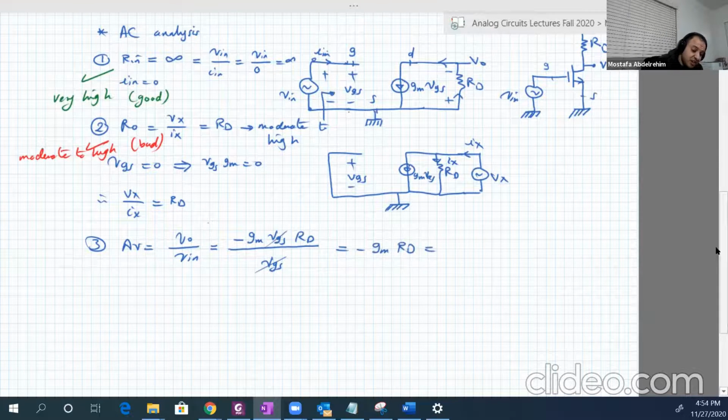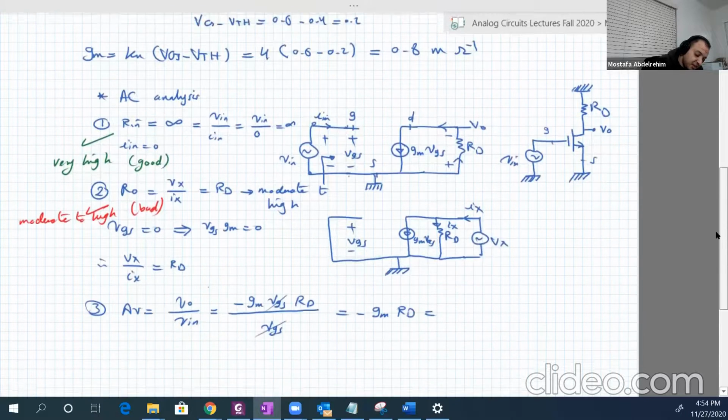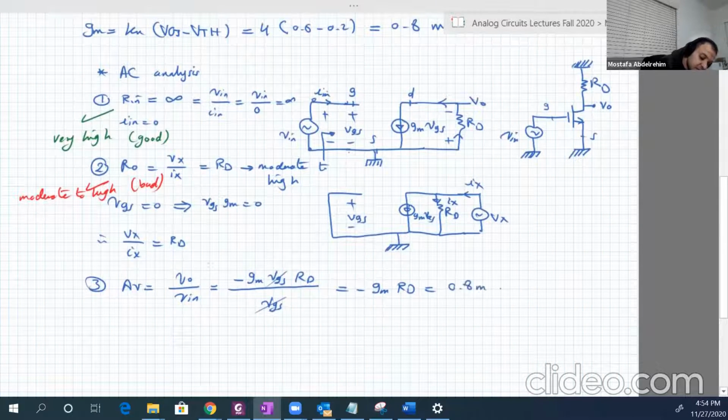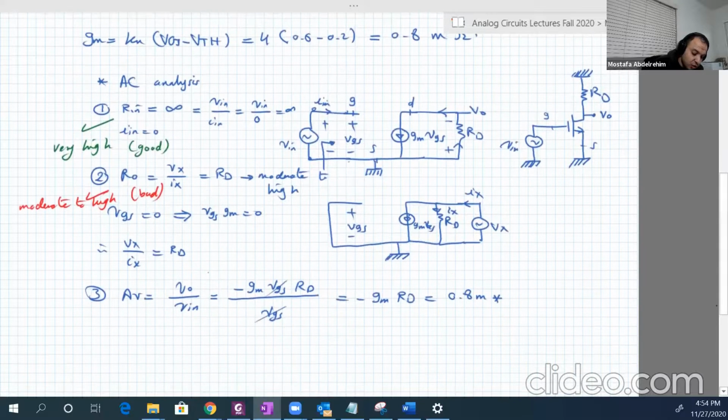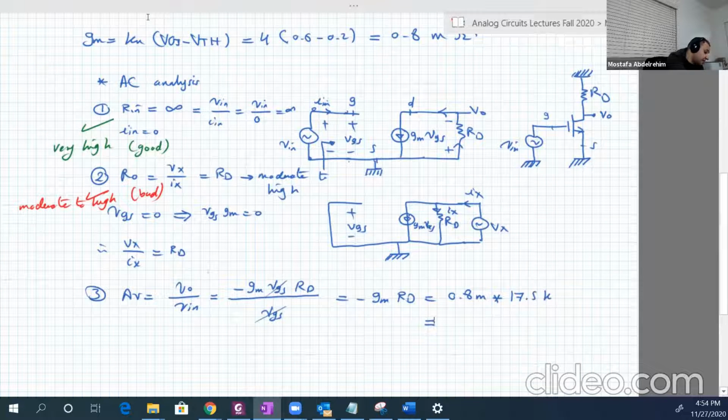In our case here, gm is 0.8 milli, so 0.8 milli multiplied by 17.5 kilo. Let's do this together. I think I have it. Yeah, it's minus 14. And yeah, it's low. It's not good.